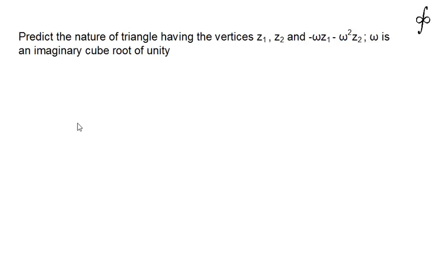Let's take this interesting question on complex numbers. It says: predict the nature of the triangle having the vertices z1, z2 and minus omega z1 minus omega square z2, where, as you know, omega is an imaginary cube root of unity. So let's plan it in this way.